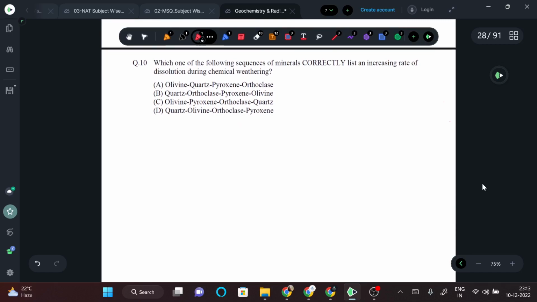Moving on to the next one. Question number 10. Which one of the following sequences of minerals correctly lists an increasing rate of dissolution during chemical weathering? Increasing rate of dissolution. Sir, B. We will see. Increasing rate of dissolution. Now, what is the name of the reaction series that gives this?